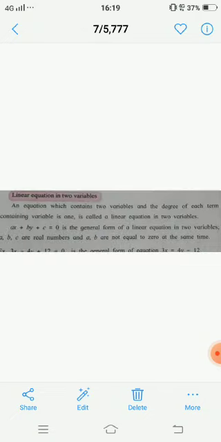Now here is the definition of linear equation in two variables. Why the chapter has been given the name linear equation in two variables, you will understand by this definition. Now here I'll read you the definition so that your concept will be clear about the linear equation in two variables. An equation which contains two variables and the degree of each term containing variable is 1 is called a linear equation in two variables.